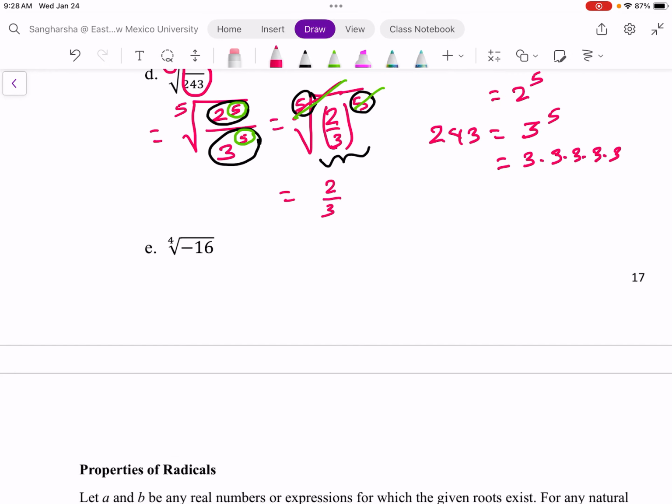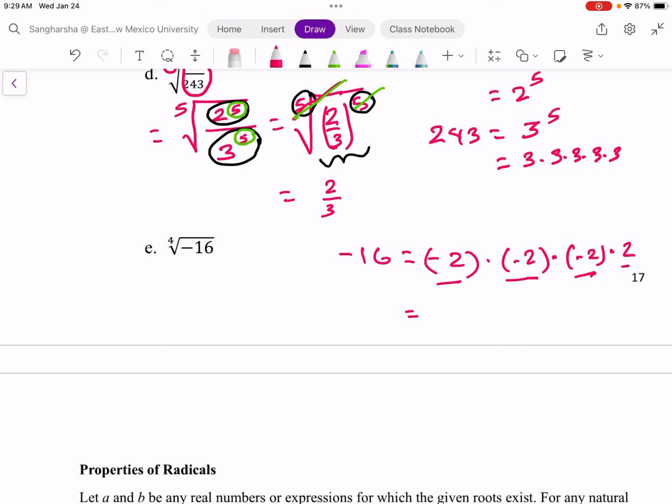Now next we have the fourth root of negative 16. Let's try to see if we can rewrite negative 16 as an exponent of some number. We know negative 16 is negative 2 times negative 2 times negative 2 times 2, right? Because negative 2 times negative 2 is positive 4, times negative 2 is negative 8, times 2 is negative 16.